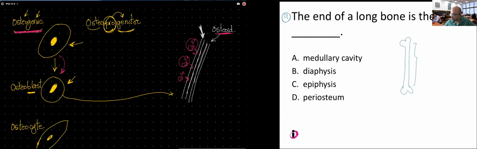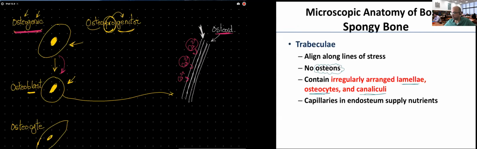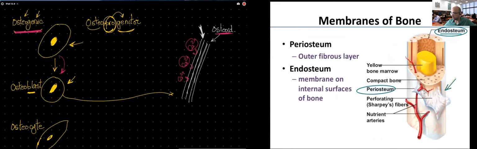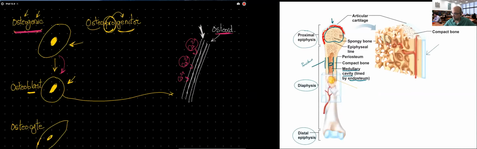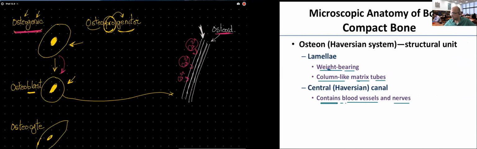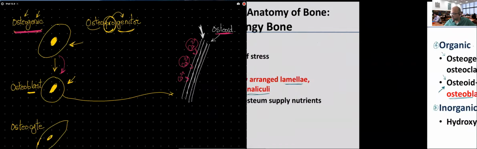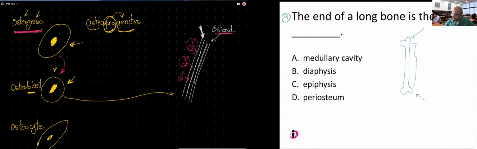So what do we call those bulging parts on here? What do we call the bulging parts? Go back in here. This is my epiphysis. Epiphysis. So again, we call those ends the epiphyses of my long bone. So the good answer here is going to be C.